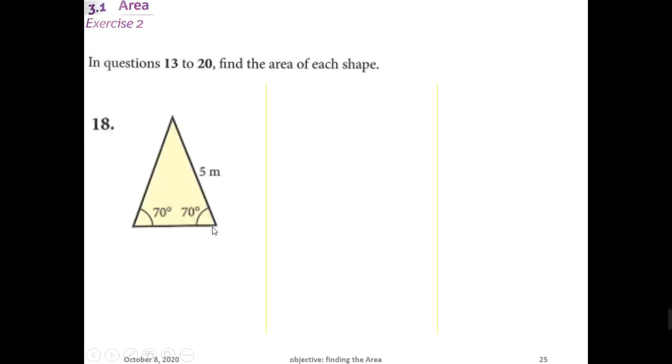If I have a triangle with equal angles on the base, then this side is actually equal to this side and it's going to be 5 meters. And we call this triangle isosceles, where two sides are equal and angles of the base are equal as well. So the base is unknown and the perpendicular height is unknown as well. But let's draw the height from the apex down to the horizontal side or the horizontal base.